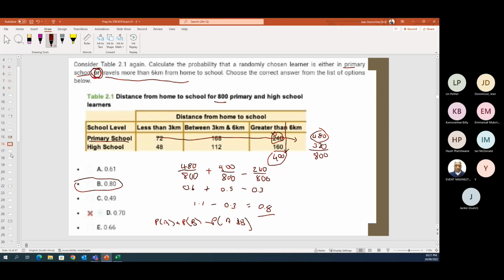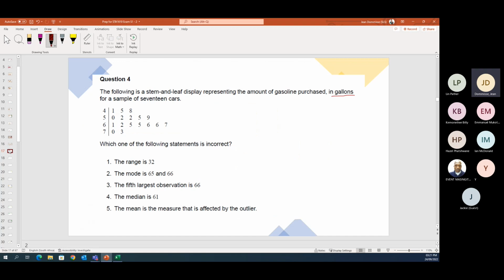Okay, so let's see what is. Oh, okay, I should have moved that one also in there. But let's also look at this one. The following stem and leaf represented by the table below.